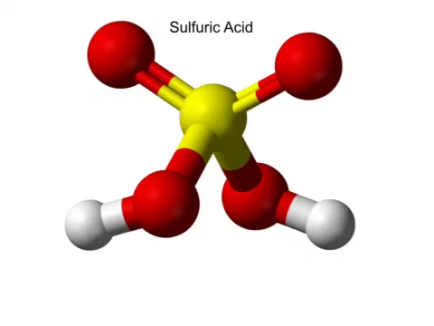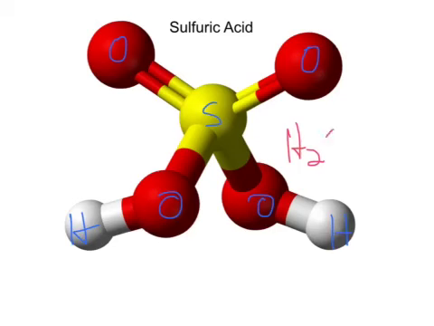This is sulfuric acid, and sulfuric acid is also a strong acid. Here we have the sulfur as the central atom, and oxygen, oxygen, oxygen, oxygen. And here are our ionizable hydrogens. So the formula for sulfuric acid, then, is H2SO4. We've got two hydrogens in there, and so this is a diprotic acid, or two ionizable protons or hydrogen ions.